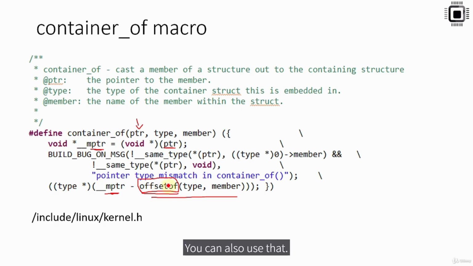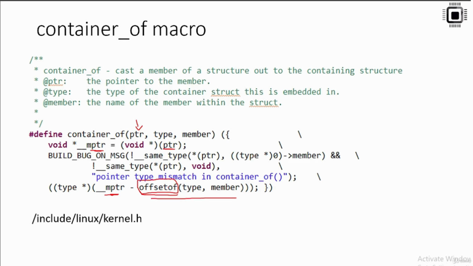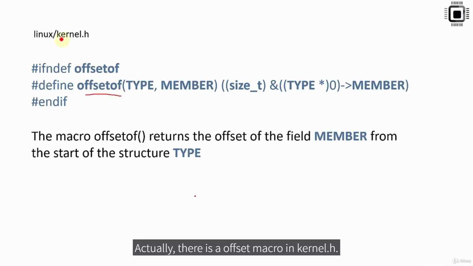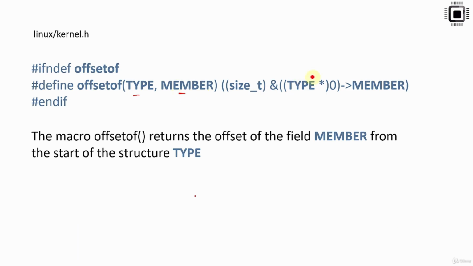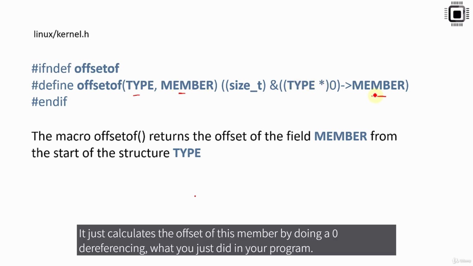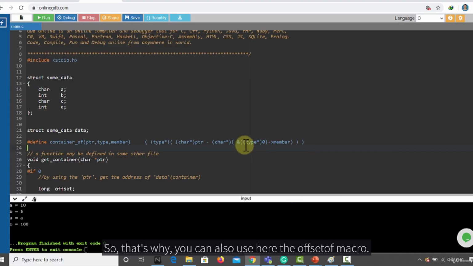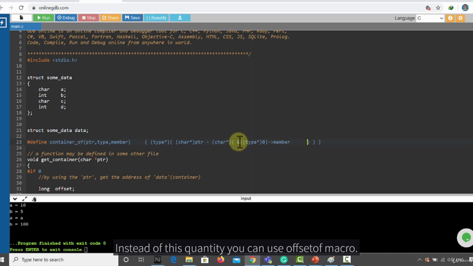You can also use that. I will show you that. Actually, there's an offsetof macro in kernel.h. You just have to pass in the structure type and the member. It just calculates the offset of this member by doing a zero dereferencing, what you just did in your program. So that's why you can also use the offsetof macro here instead of this quantity.